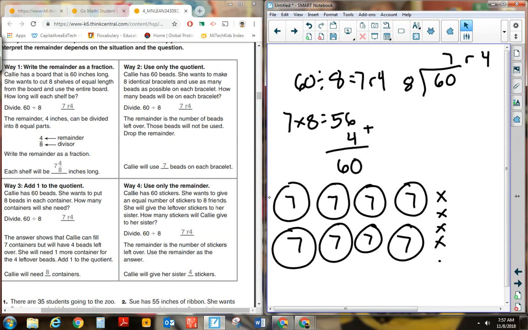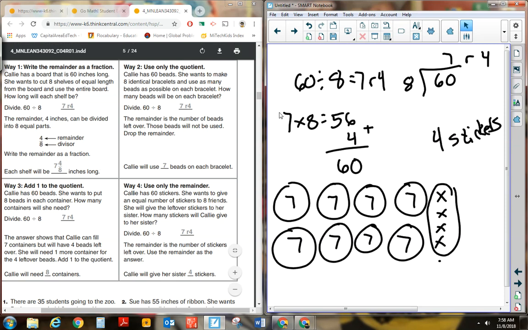She said she was going to give them to her sister. So how many stickers would she give to her sister? She would give her sister the 4 leftover stickers. So her sister gets 4 stickers. It's really important that we're focused on what the question is asking when we're looking at what that remainder means. What are we going to do with that remainder?